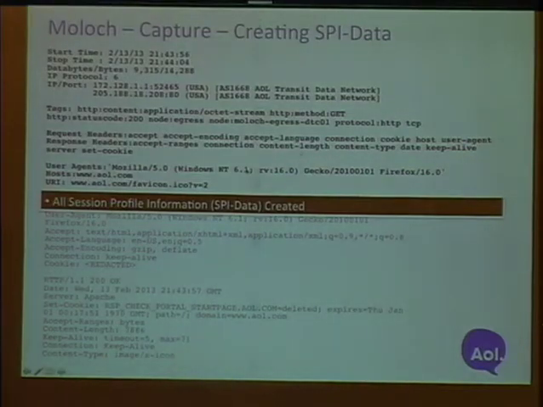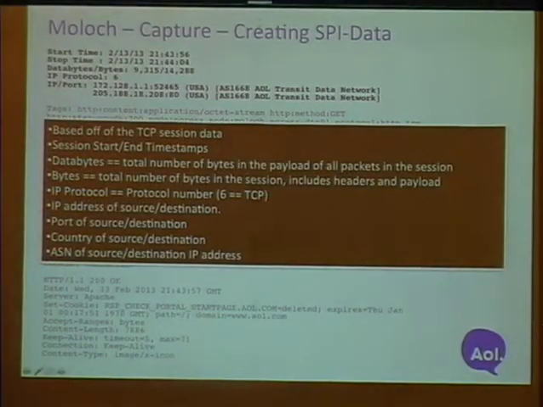And then up here, this is the SPI information that we create based off of this single session. Basically, the top part here is, based off of the TCP session data, start and end of the session, the data bytes, which is the total number of bytes in the payload of the packet and not the headers. The byte count is the total byte count for the session. So that would include payload and also IP header bytes. The protocol that was used, the IP protocol that was used, port, source, destination.